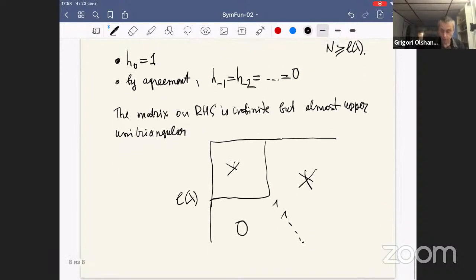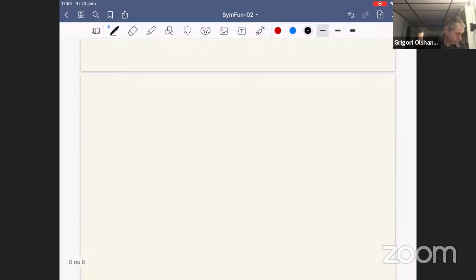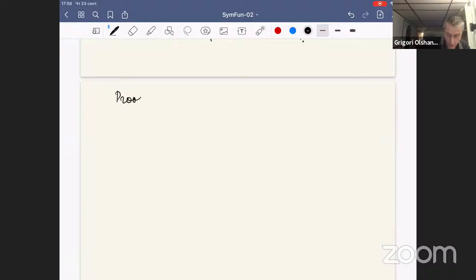So this is the claim, and how to prove it? Proof. So take n large enough. It suffices to take n of this size. And write the Cauchy identity.